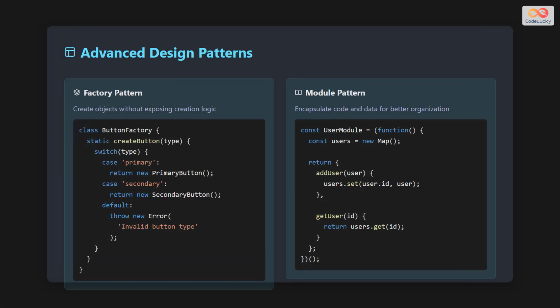Let's explore some advanced design patterns. First is the factory pattern. This pattern provides an interface for creating objects without exposing the object creation logic. Second is the module pattern. This encapsulates code and data within a module, helping to organize code better.